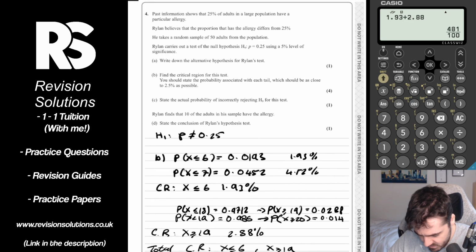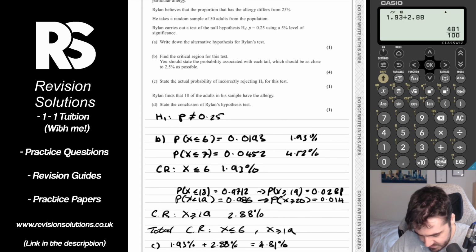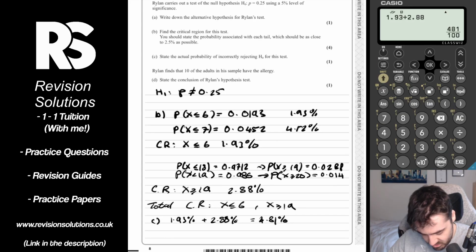Then it says that Ryland finds that 10 of the adults in his sample have the allergy. So that's our test statistic. We need to compare that to our critical region to see if it's a statistically significant result. So 10 actually is not in the critical region. So there is insufficient evidence to reject the null hypothesis.